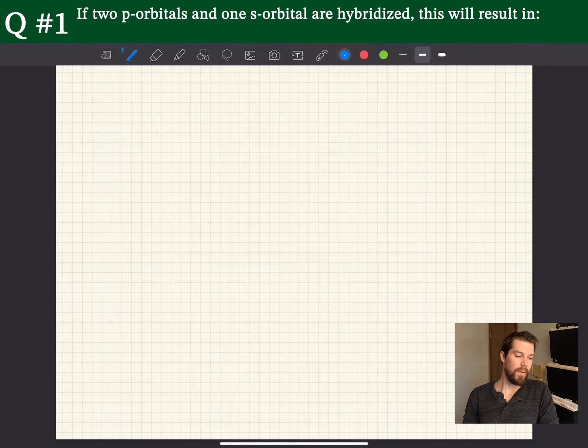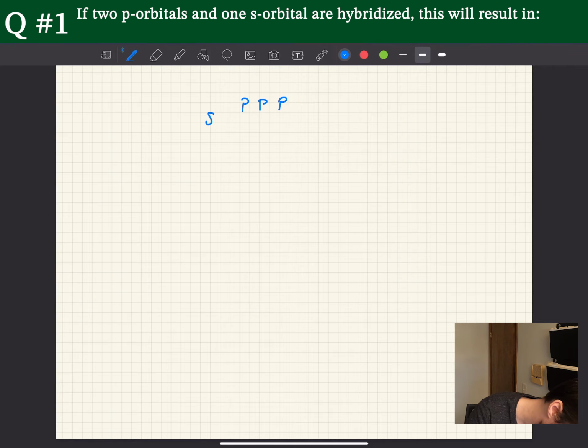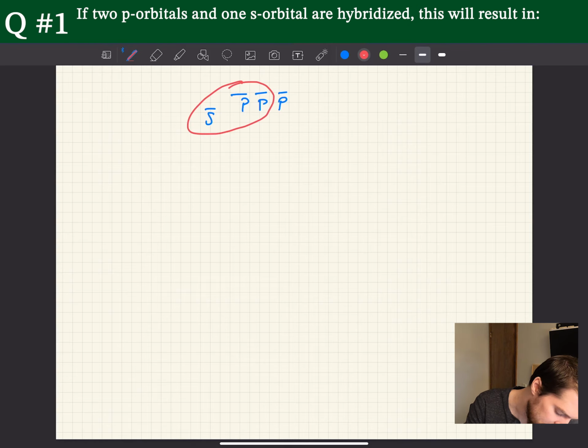Question 1: if two p orbitals and one s orbital are hybridized, this will result in, and then we have to choose the correct answers. I'm just going to write the general here: s, p, p, p, because we know we have three orbitals in the p sublevel. This says two p orbitals and one s orbital are combined. So that is going to combine these.